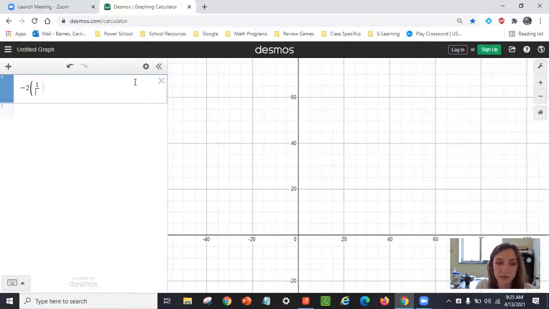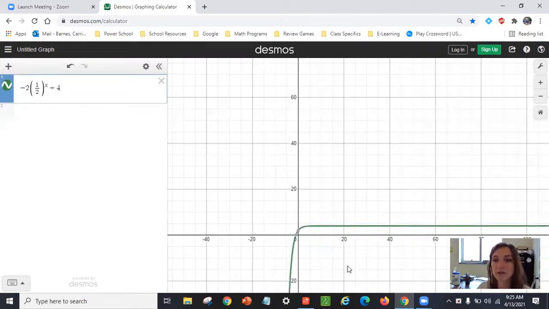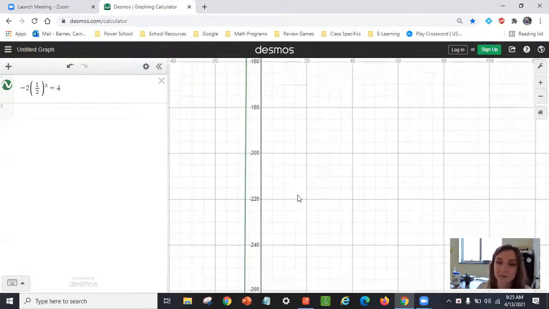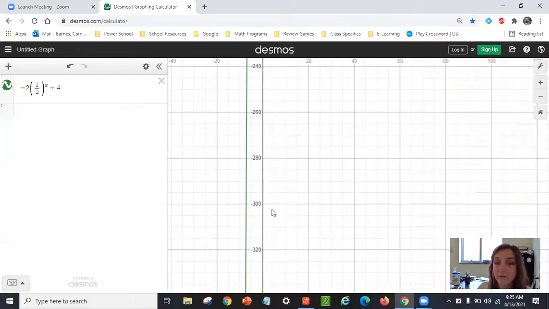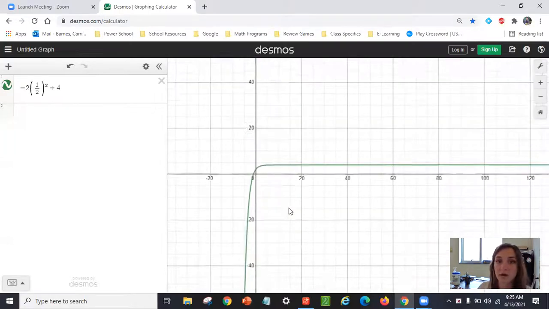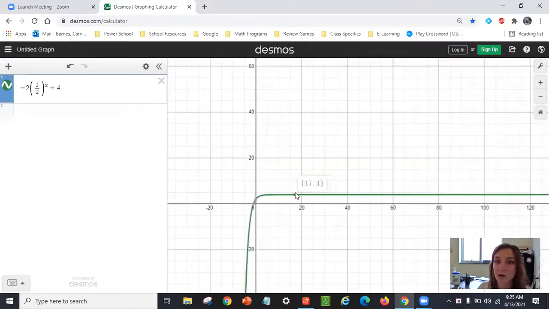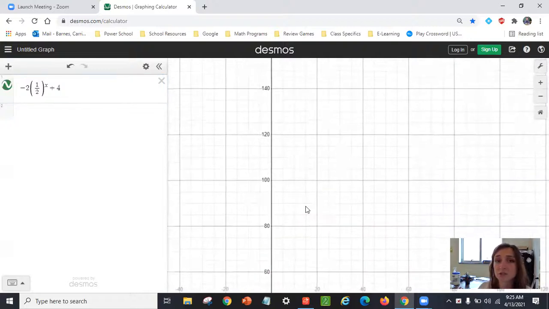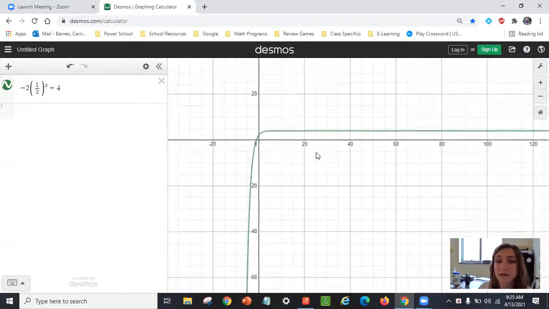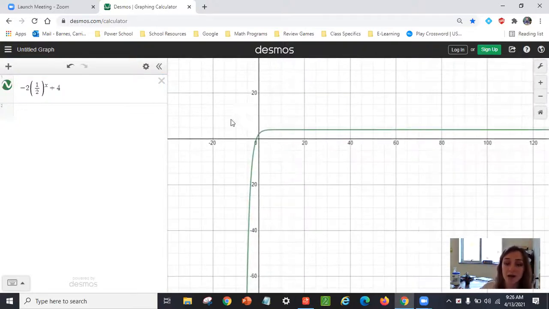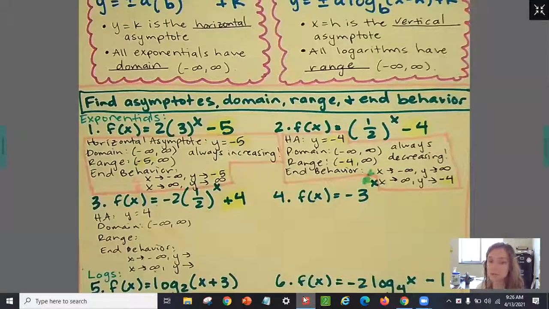-2 times 1/2 to the power of x plus 4. All right, in this one, you can see it does exist down in negative infinity. So it's from negative infinity all the way up until +4. And you can see that the y values are going to +4 here. This function does not exist up in positive infinity. It exists from negative infinity up until +4. So we're going to go negative infinity to +4.